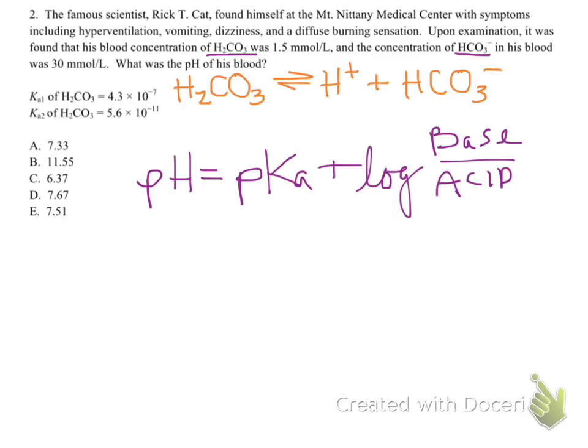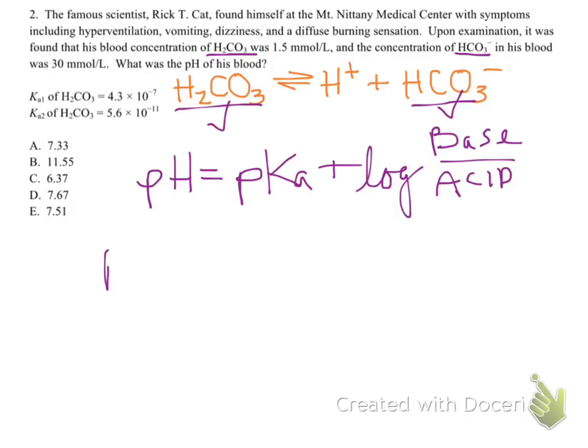So, we have a decision to make. Which Ka do we use? Do we use Ka1 or Ka2? Well, since we're relating H2CO3 with HCO3 minus, we need to use the K that relates those two. In this case, Ka1 is the one that relates these particular acid and conjugate base species.